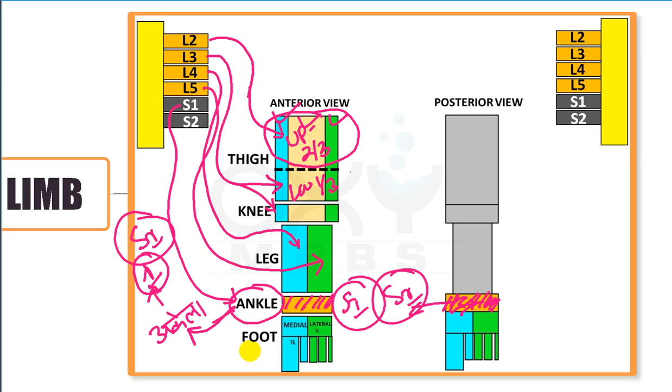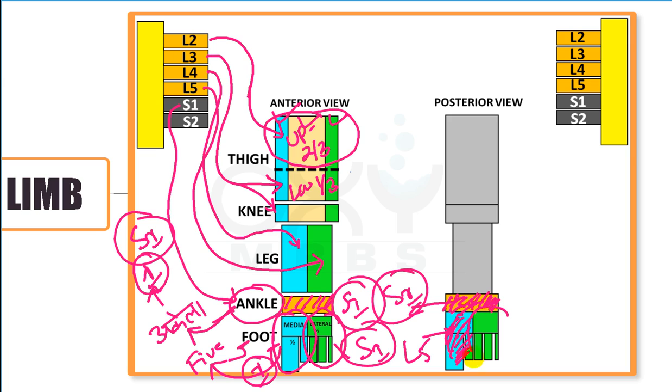Now in the foot, from this F it is related to 5 and this T is related to number 1. It means the medial side of the foot is innervated by the L5 and the lateral half of the foot is innervated by the S1. Medial, anterior as well as posterior is innervated by which? L5, and the lateral side is innervated by the S1.